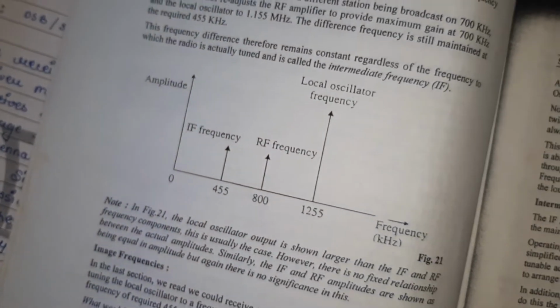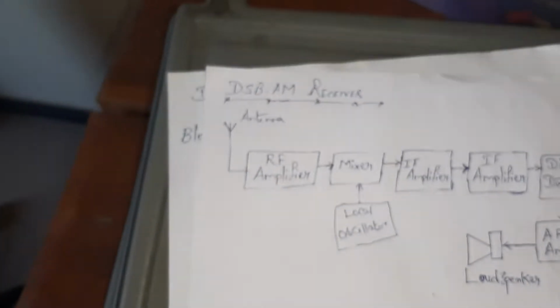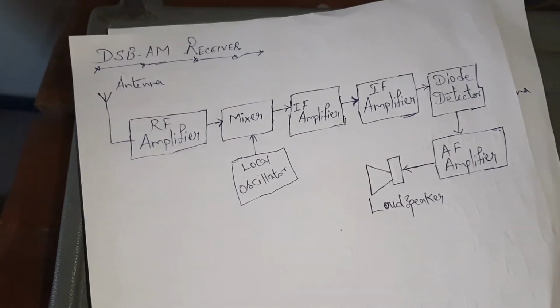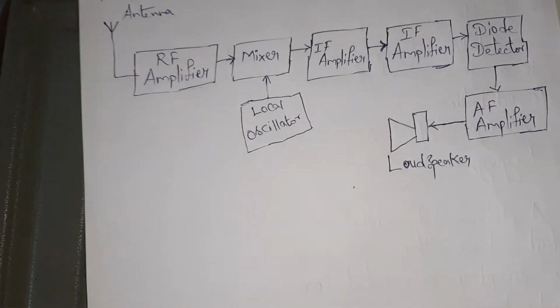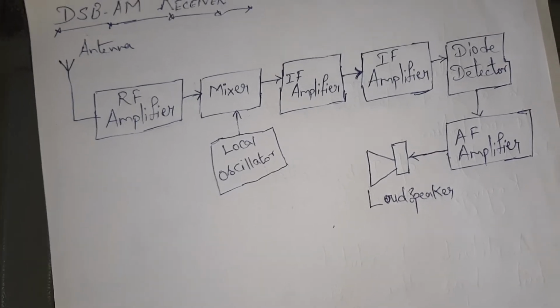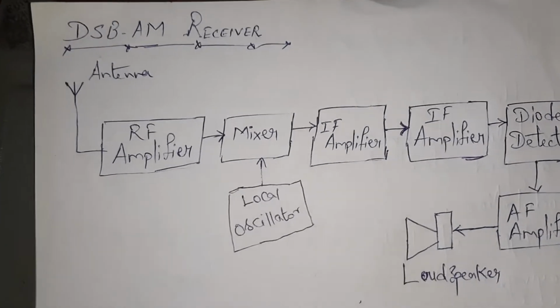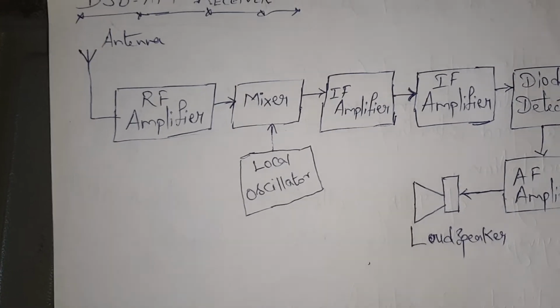Now the receiver concepts you can observe in this section, the DSB amplitude modulation receiver block. After the mixer you can observe there are two IF frequency amplifiers.